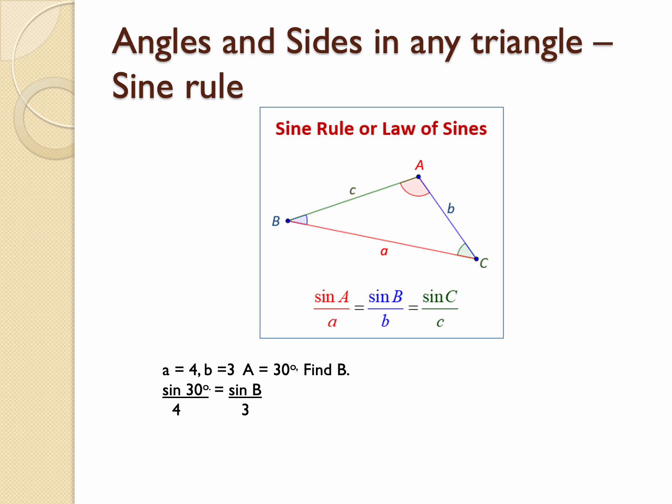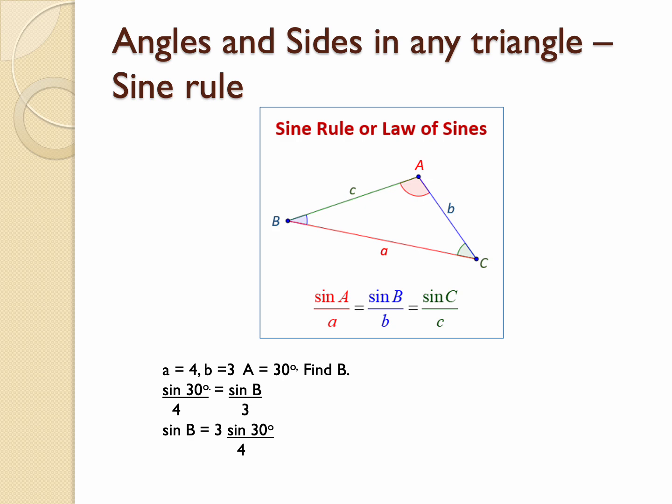So because A is 30 degrees, we have sine of 30 over small a, which is 4, and angle B we still don't know, so we leave it as sine of B, and divide by small b, which is 3. And we just use a calculator, or if we remember sine 30 off the top of our head, we can fill the values in, and we make sine B the subject of this equation.